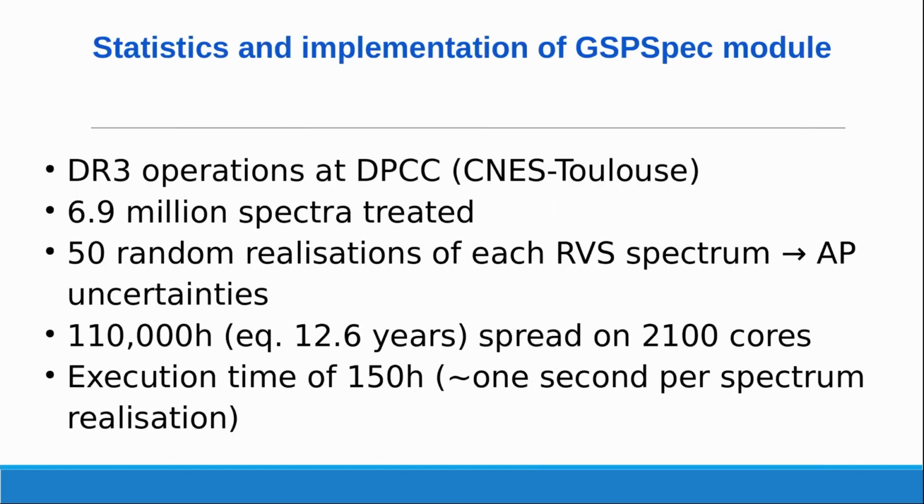So GSP-Spec has been running in the DPC Center in Toulouse. It analyzed almost 7 million sources, 50 times each. Remember the error propagation, the random realization of the input data, requiring more than 100,000 computing hours spread on the 2,100 cores. This results in a total execution time of 150 hours, basically 1 second per spectrum realization.